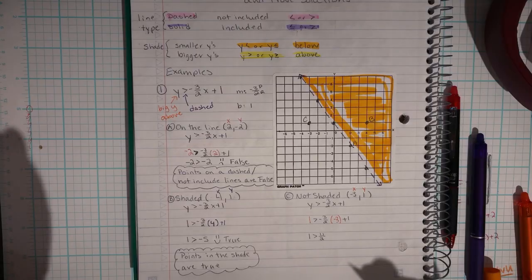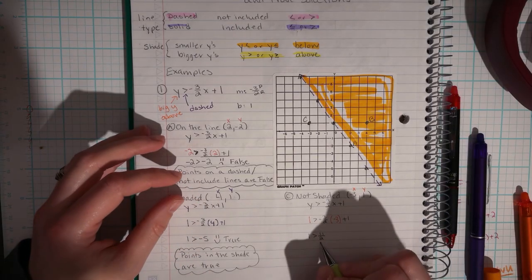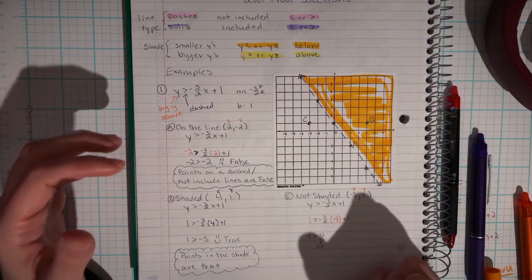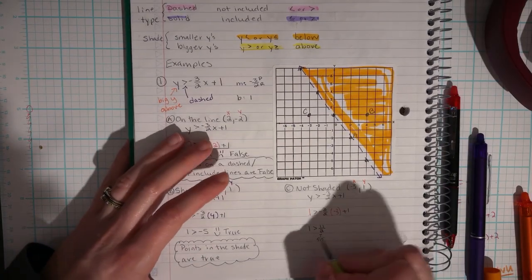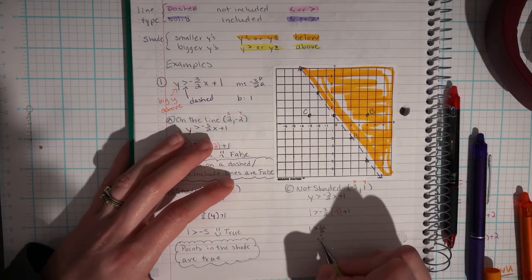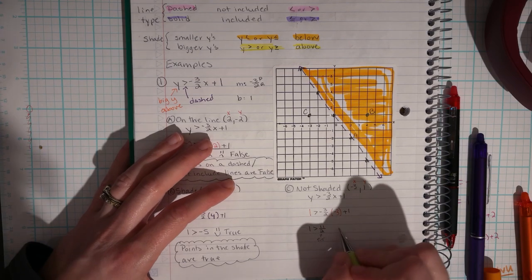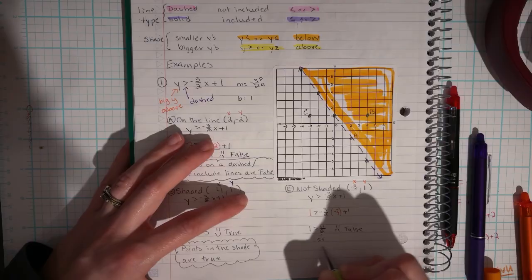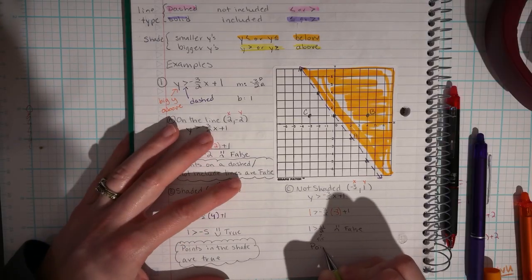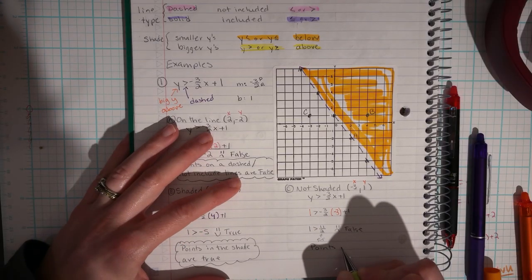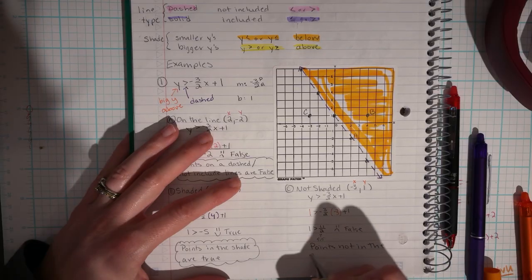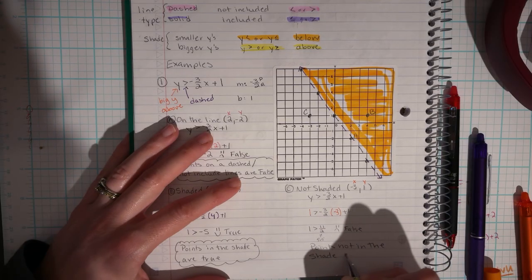All right, if you don't know, you could figure out what 11/2 is, right? If you're not sure, that's 5.5. Make it into a decimal because everybody seems to like decimals more. Is 1 bigger than 5.5? If I did this, that would be a no. All right. So we can make a love note saying points not in the shade are false.